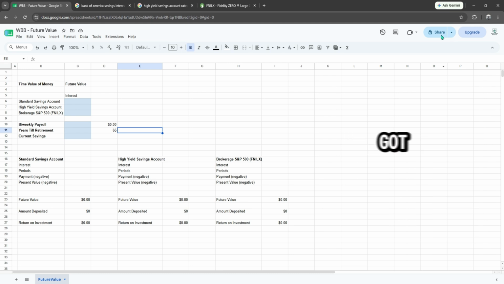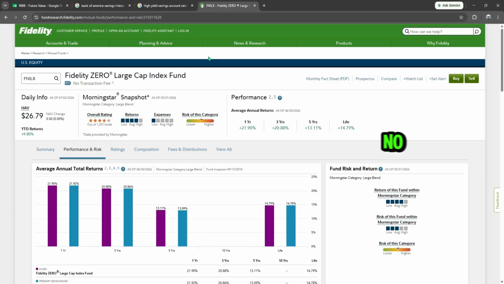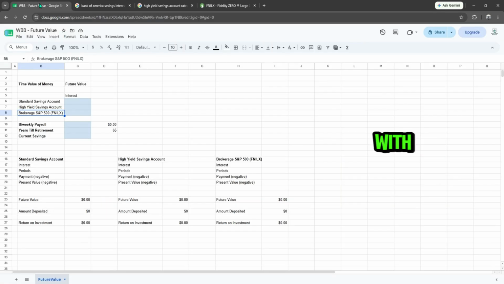You can see here on my spreadsheet, I've got 3 different common accounts, or savings methods, maybe, is how we can say it. We have our standard savings account, a high yield savings account, and a brokerage, for which we're going to be using in today's video the FNILX from Fidelity. No condoning this or anything like that. It's a zero expense ratio large cap index fund, a mutual fund that's out there that you can buy on the market. We're going to use this because it has an expense ratio of 0. No sponsorship here or anything like that, just pulling this one out because I'm comfortable with Fidelity.